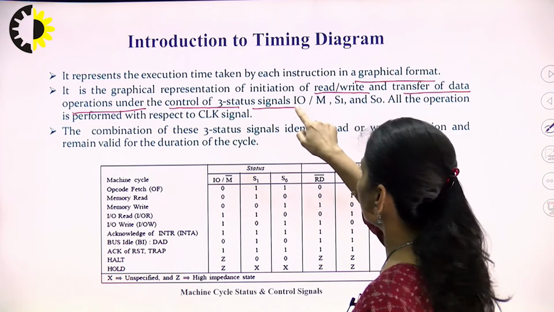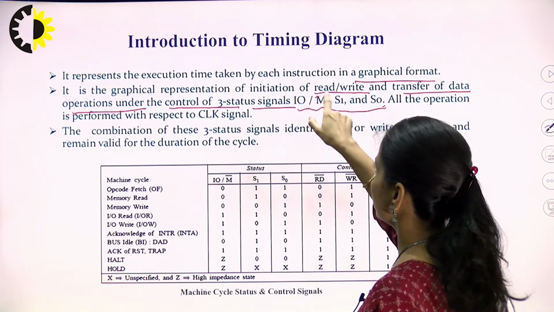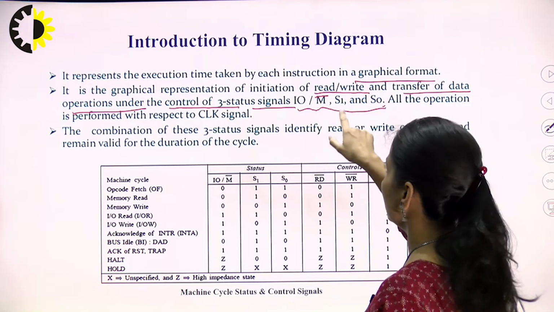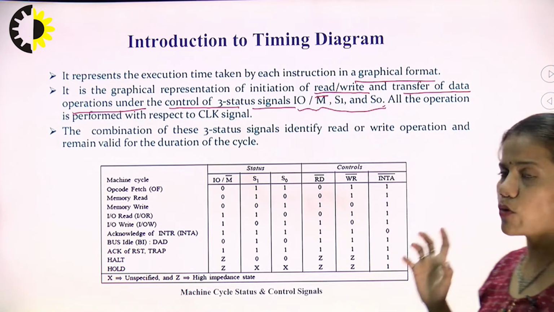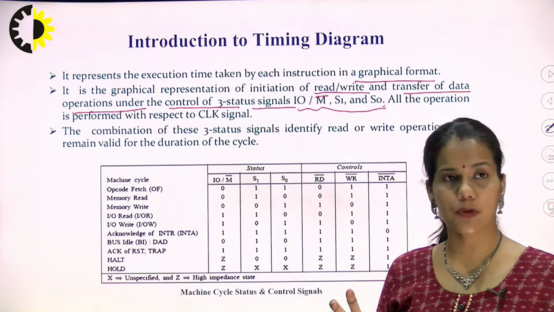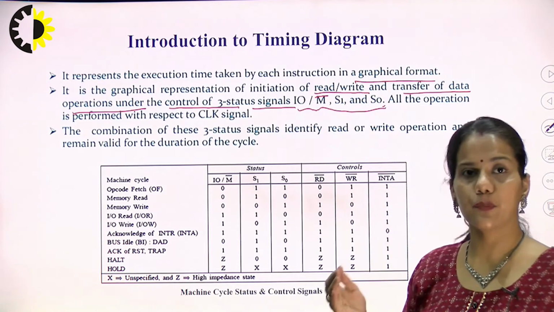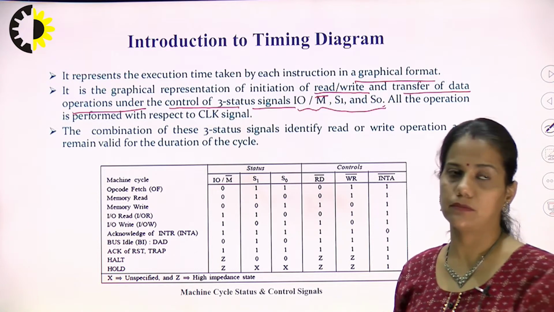What are the status signals? As I have already discussed earlier, IO/M bar, where the memory portion is the active low signal, S1 and S0. So, these are the status signals. So, the various operations which are taking place in the microprocessor under the three status signals are represented in a graphical form, and that is known as the timing diagram.